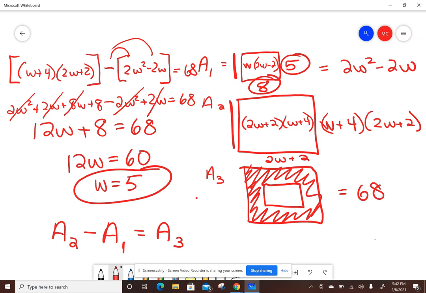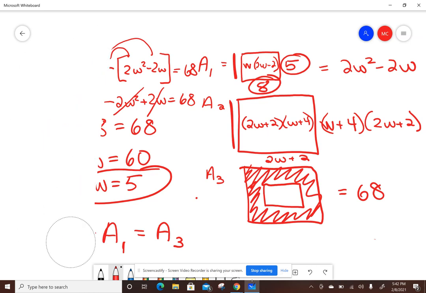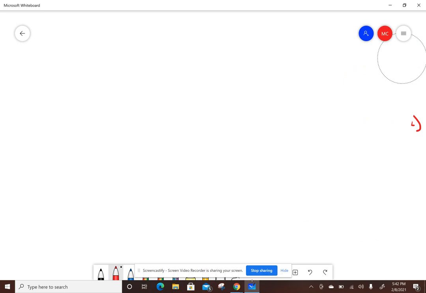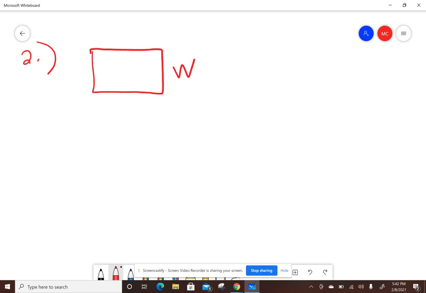Okay, and again, this is in your packet on page 11. So you can look at it written out again. Now the next problem, number 2, says the length of a rectangle is 4 units less than twice the width. So I draw a rectangle. This is the width. The length is 4 units less than twice the width.